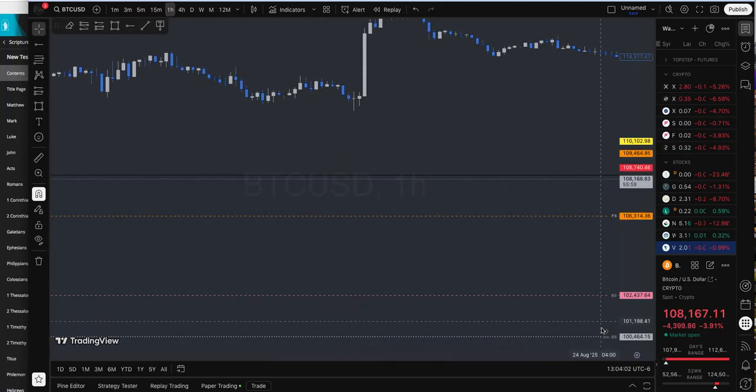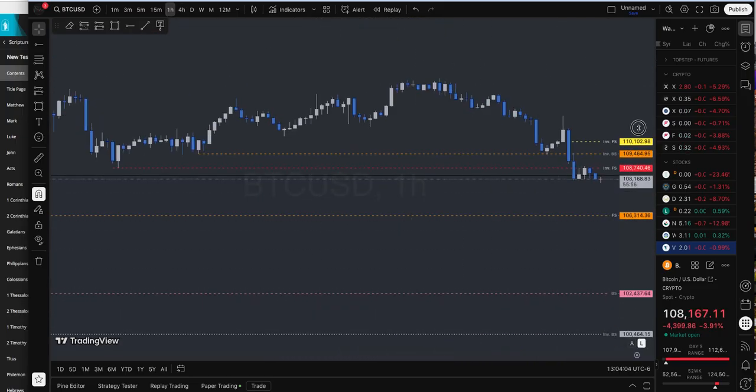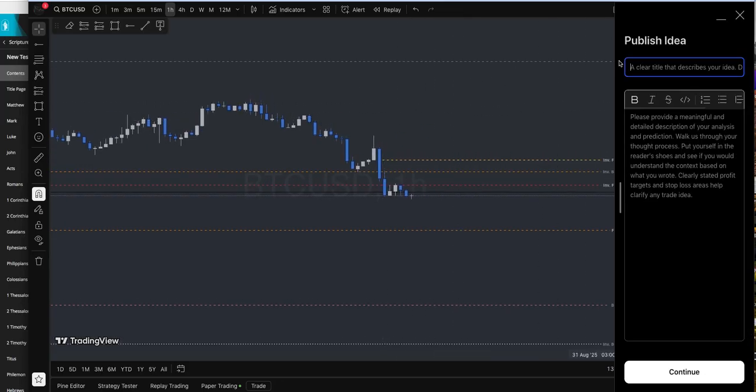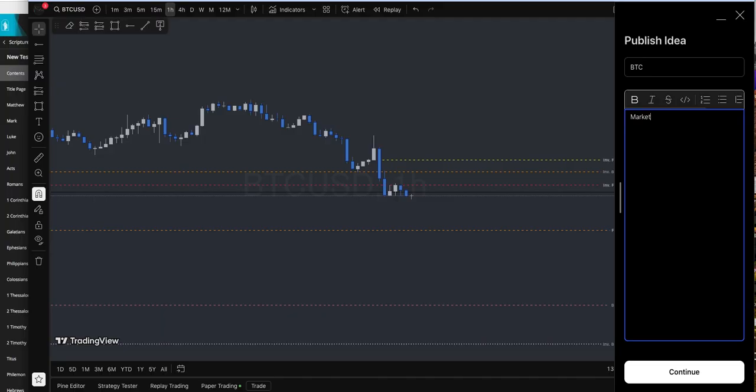Anyways, I'll post this chart and we'll look at it tomorrow. Publish. If you're doing this and just practicing, you can publish the idea. This is called MarketMeta. And I'll just write this: MarketMeta is your explanation of the market.